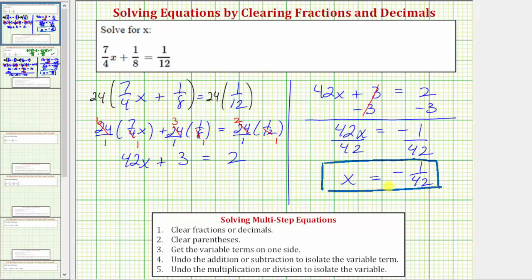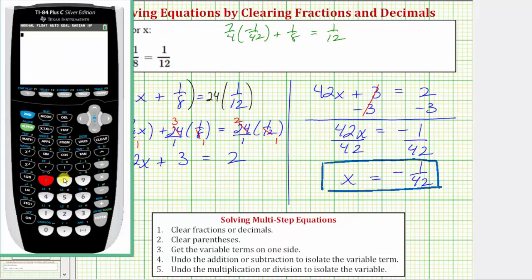Before we go, though, let's verify our solution by making sure this value of x does satisfy the equation. So we'll substitute negative 1 over 42 for x. Performing the substitution, we would have 7/4 times negative 1 over 42 plus 1/8 equals 1/12. Let's evaluate the left side of the equation on the calculator to make sure it is equal to 1/12. So we have 7/4 times negative 1 over 42 plus 1/8.